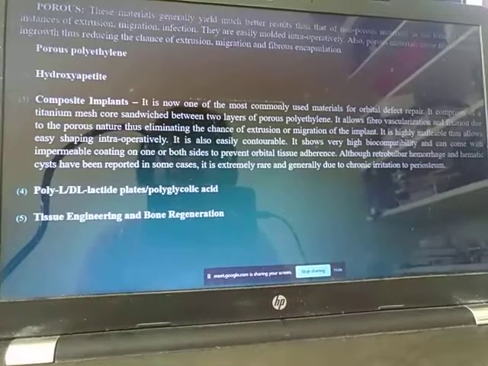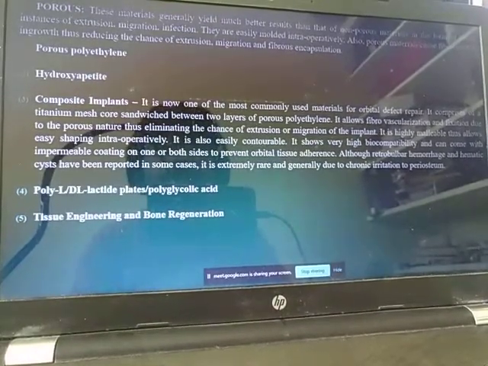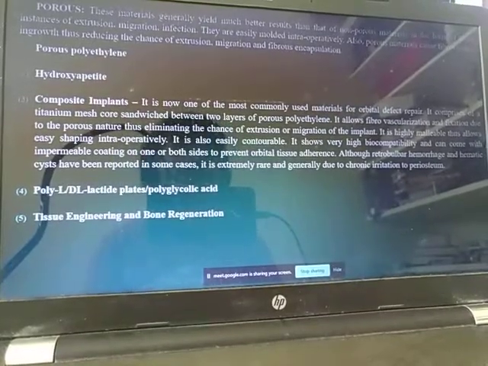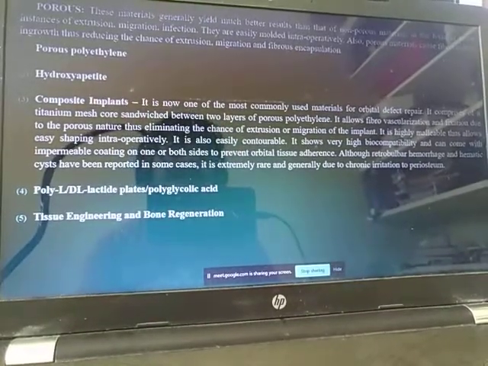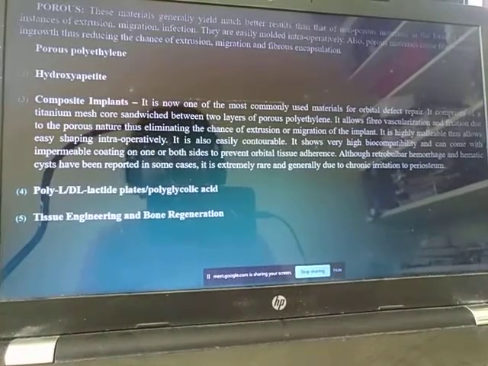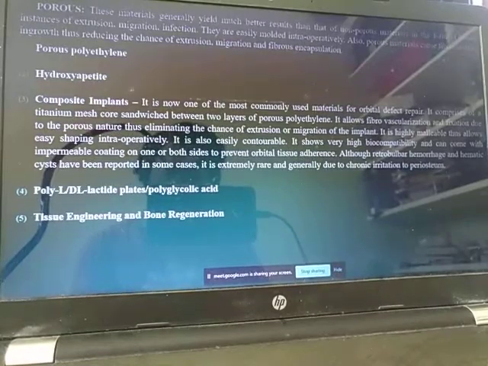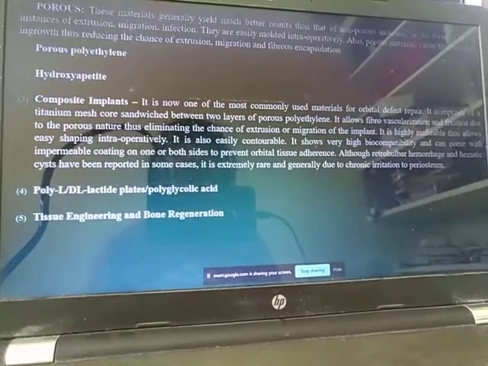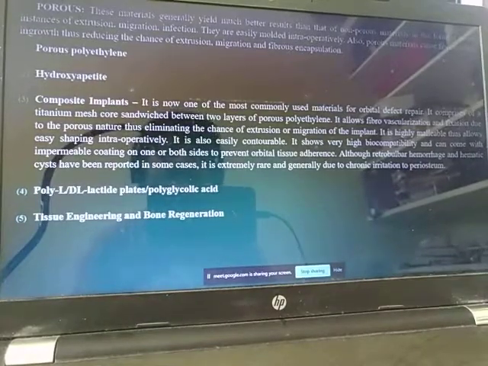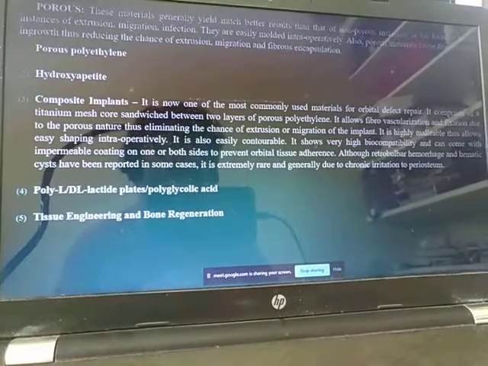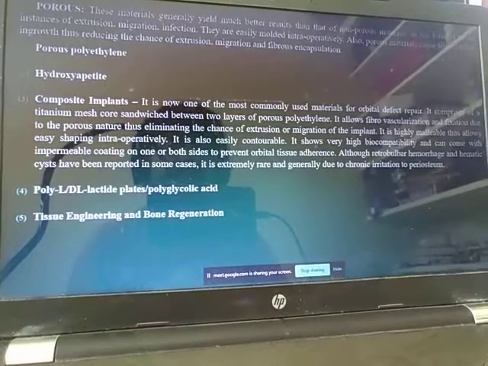It shows very high biocompatibility and can come with an impermeable coating on one or both sides to prevent orbital tissue adherence. Also, retrobulbar hemorrhage and hematic cysts have been reported in some cases, but it is extremely rare. That's why this material is so commonly used. And this very rare kind of complication is generally due to chronic irritation to the periosteum and nothing else.